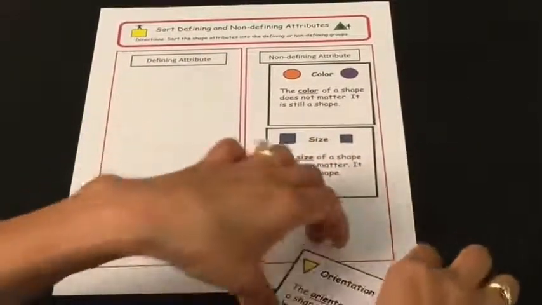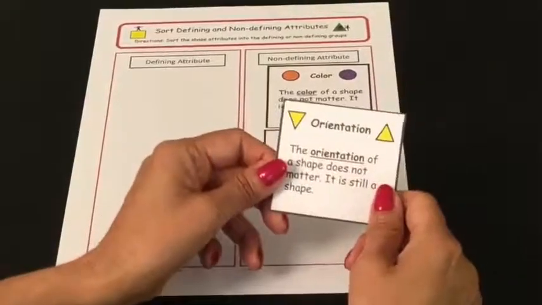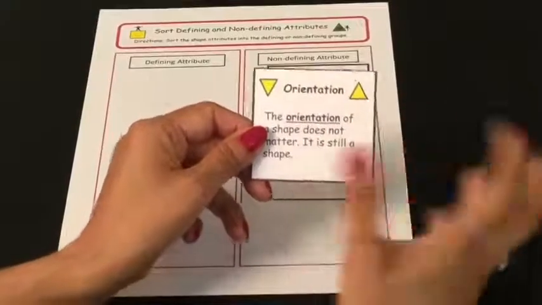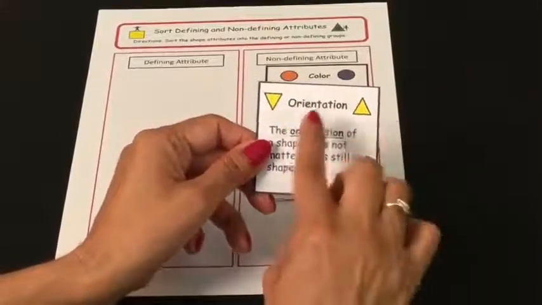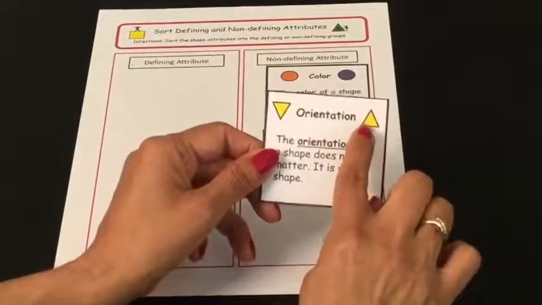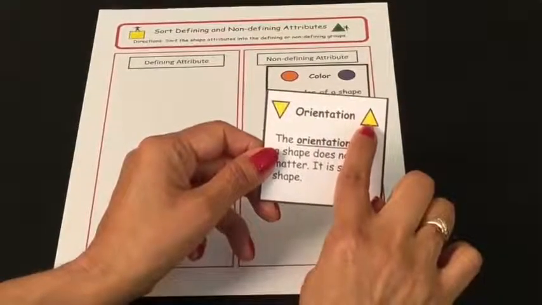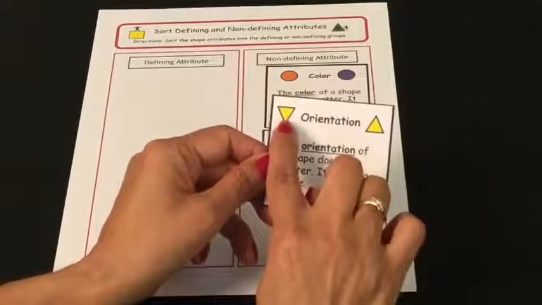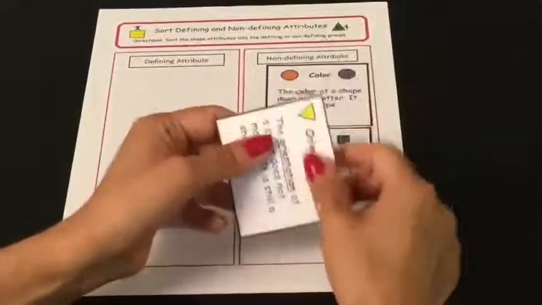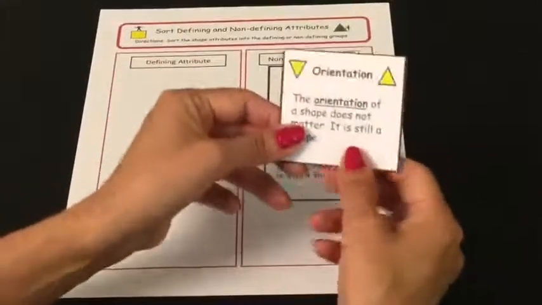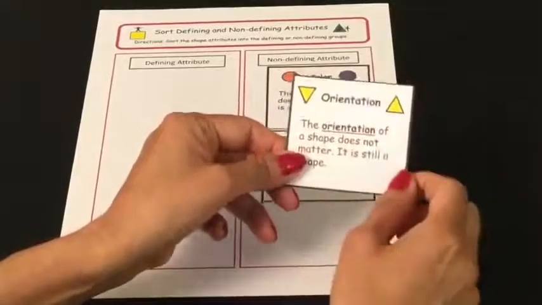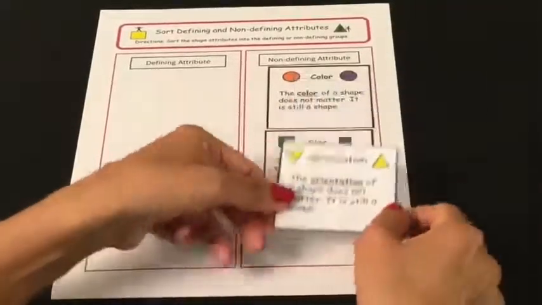Okay, and the third non-defining attribute is orientation. Now orientation kind of means location or the direction that it's turned. So if you look at the orientation, a lot of people get confused here. They think that a triangle is only a triangle if it's turned this way. But if I turn the triangle upside down, it's still a triangle. If I turn it this way, this way, this way, even like this square, it doesn't matter which way I turn it, it's still that shape. So orientation of a shape does not matter. It is still a shape.